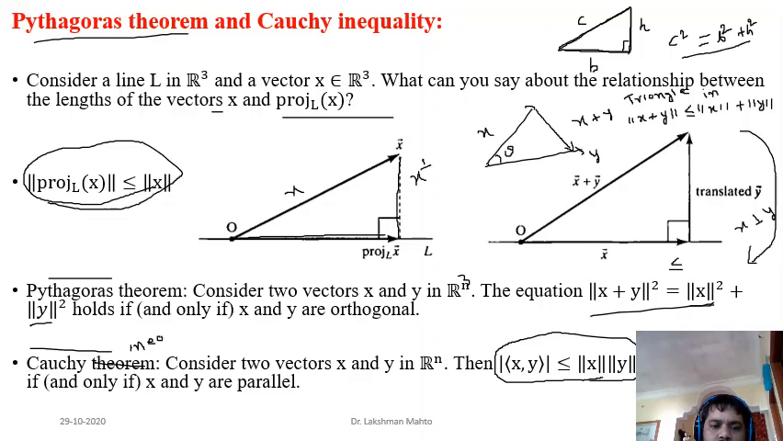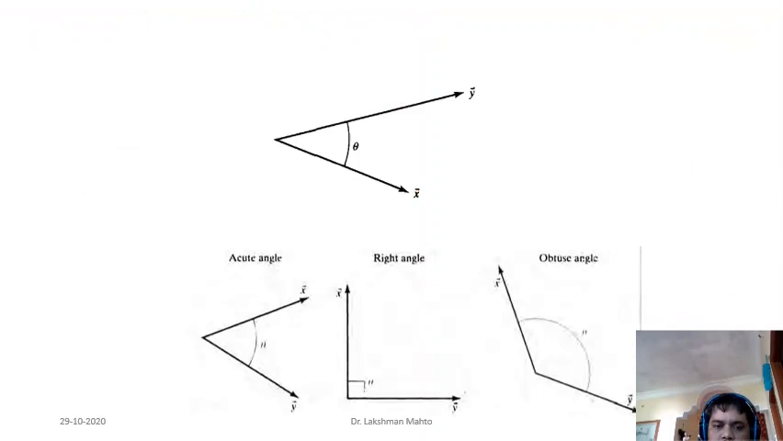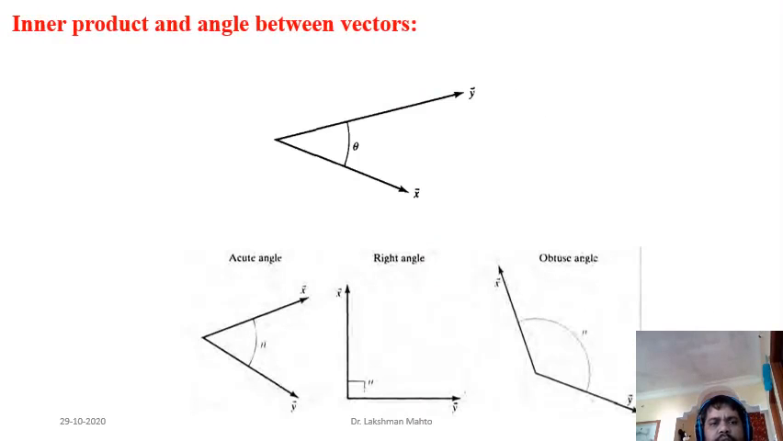Cauchy inequality. Here I have already written Cauchy. A few scenarios I have already discussed. That means if you are taking the inner product, it is directly giving the angle between two vectors. So the inner product is directly associated with the angle between the given two vectors.